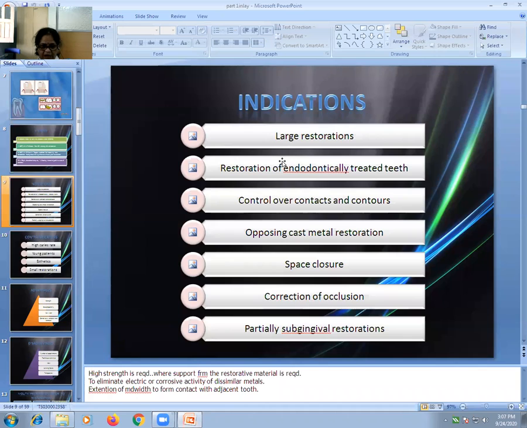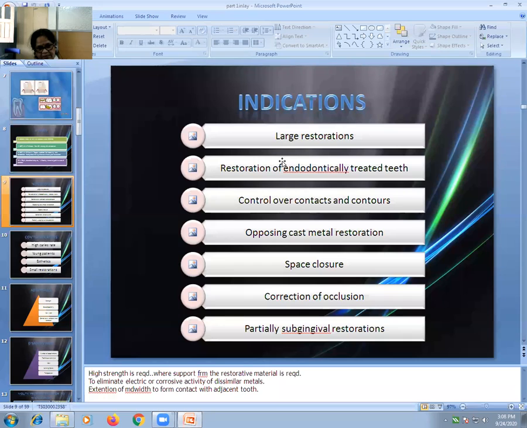And as you know, galvanism is a problem. So if the opposite tooth has a cast metal restoration, you will need to restore the lower tooth with a cast restoration only. Dissimilar metals should not be there, and the antagonist tooth should not have a dissimilar metal. So as we require both the metals on the same side, if you have an opposing cast metal restoration, you have to go with the cast restoration only.